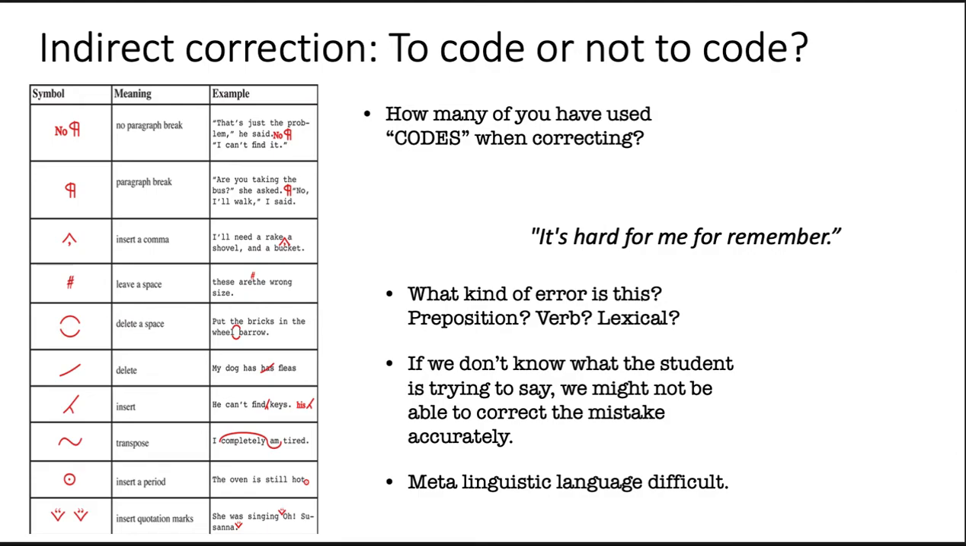So what should we do then? Well, in this case, the rule of thumb is correct directly. Give the student the correct form. And then you can sit down and ask them, if you have a chance to conference, and figure out why they made the mistake that they're making.